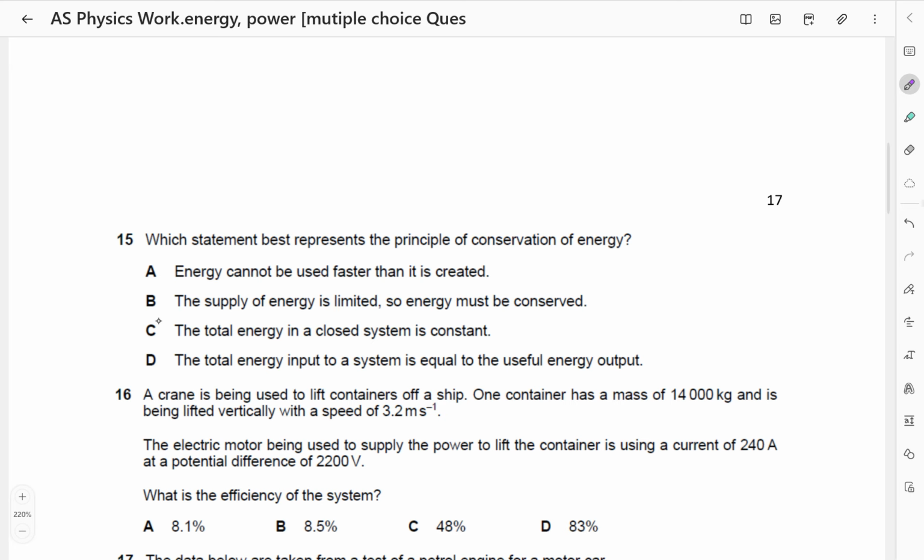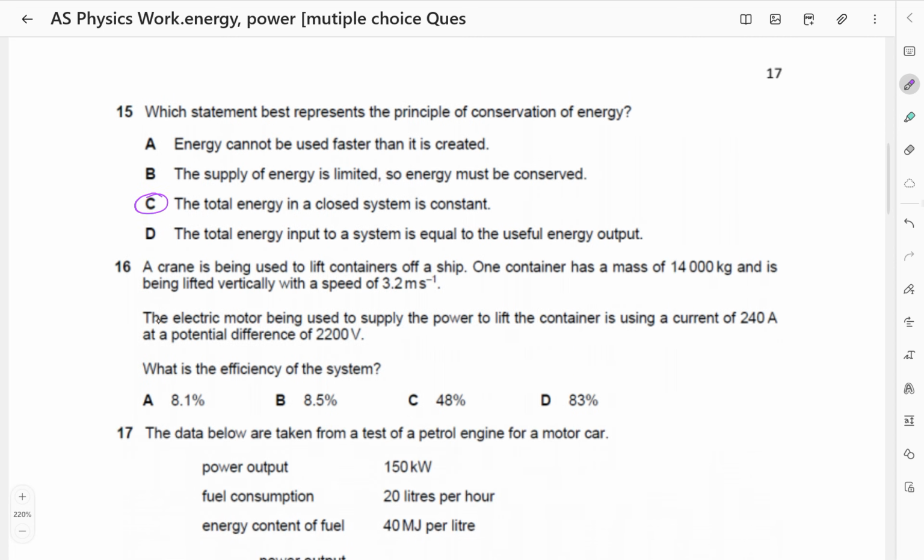Which statement best represents the principle of conservation of energy? Of course, we know that the total energy in a closed system will always remain constant. So the answer is going to be C. The total energy in a closed system is constant. Energy can neither be created nor destroyed, but simply transferred from one form to another. Which means total energy in a closed system is always constant.